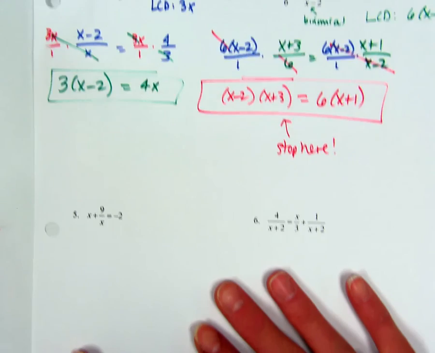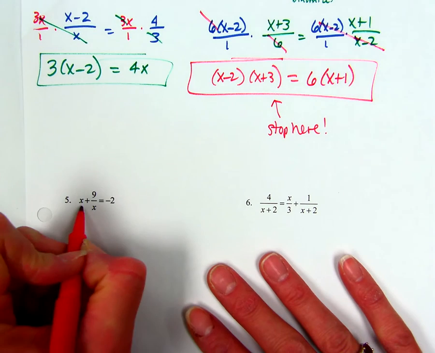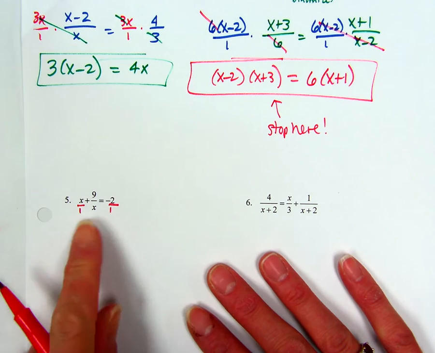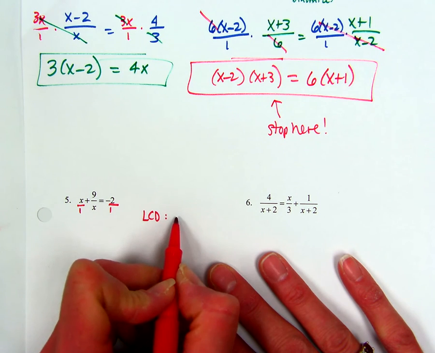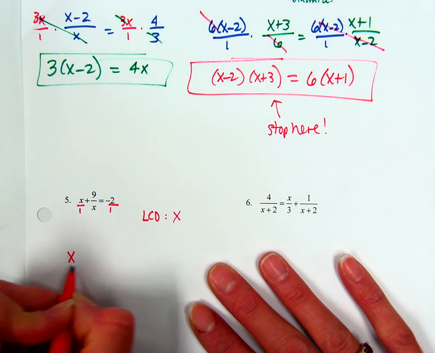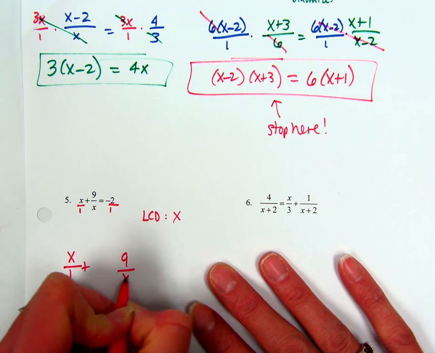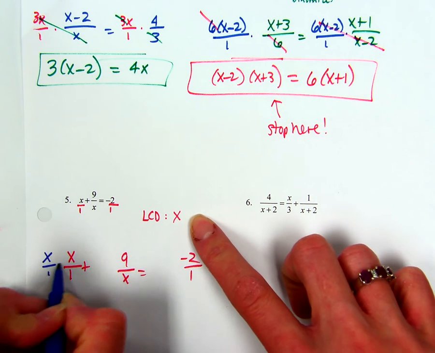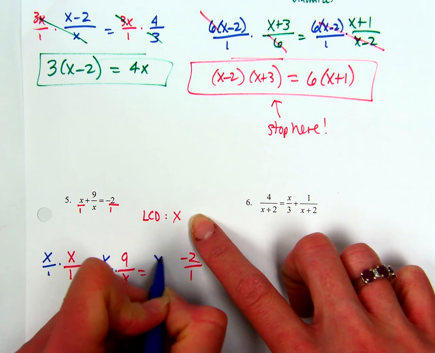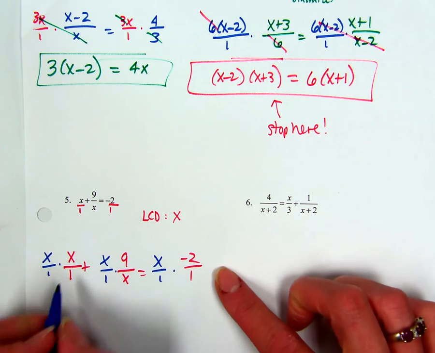All right, problem number 5. Look at all my denominators. Some of my denominators are 1, so my LCD is just 1x, or just x. All right, so I've got x over 1 plus 9 over x equals negative 2 over 1. My LCD is x. So I'm going to multiply each fraction by x over 1.